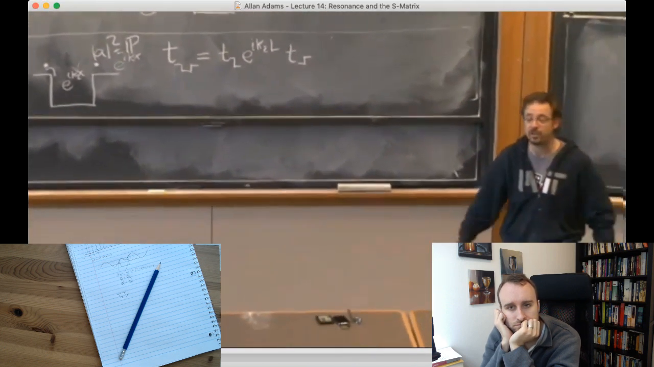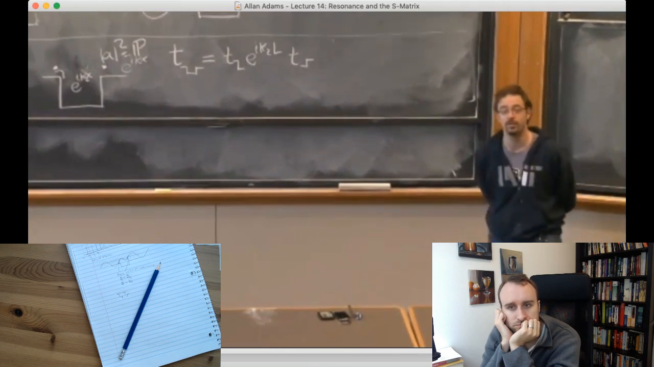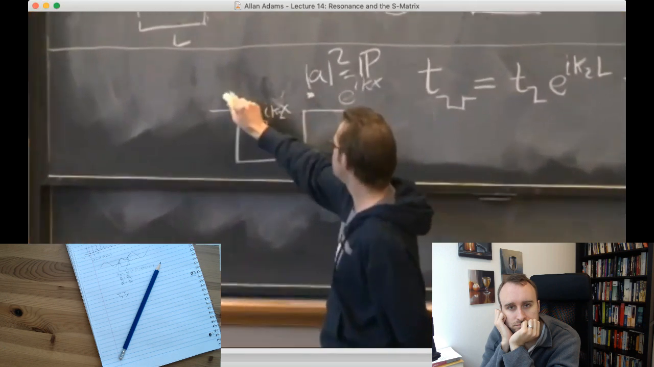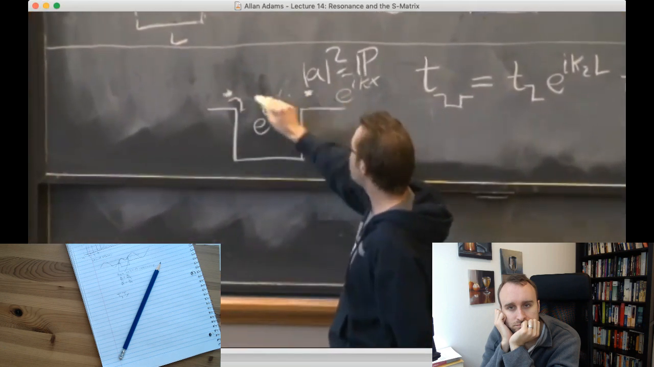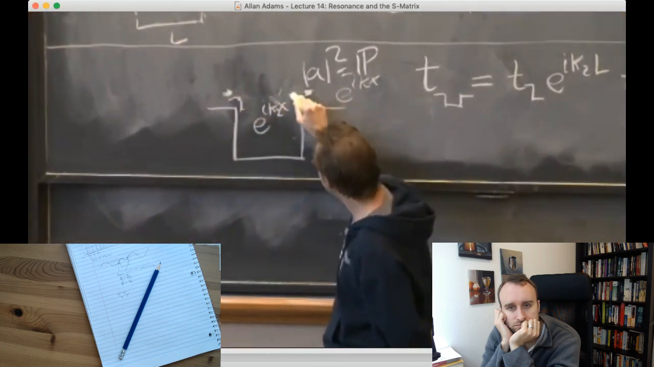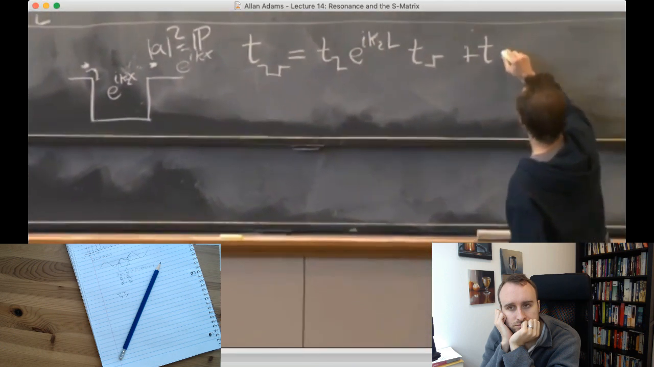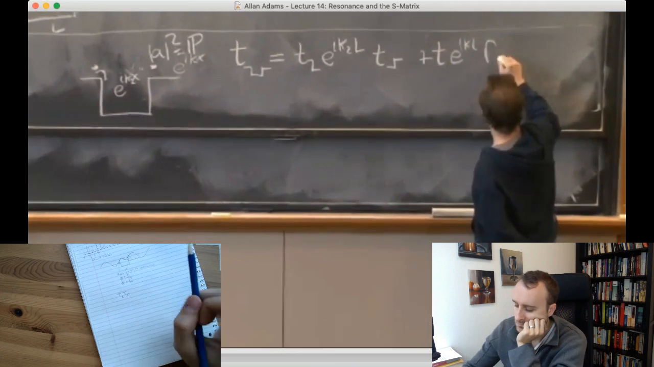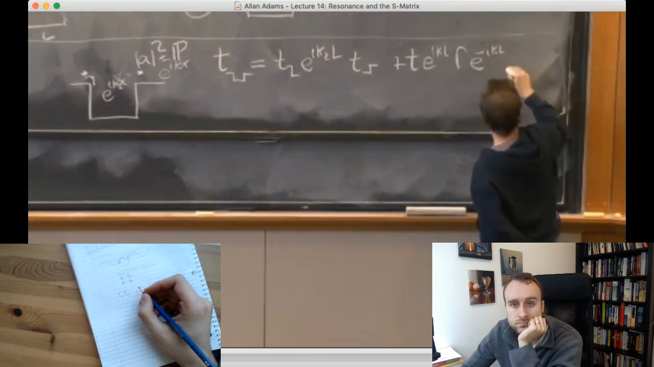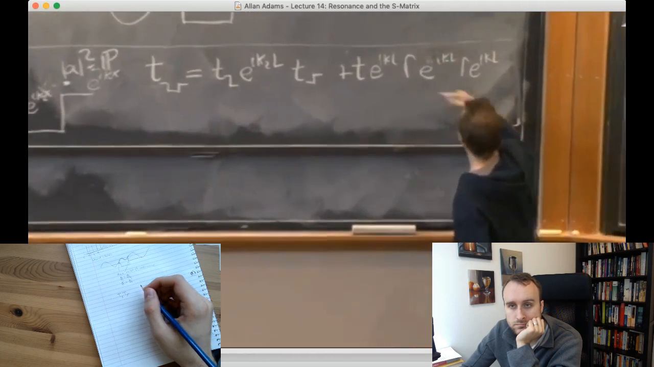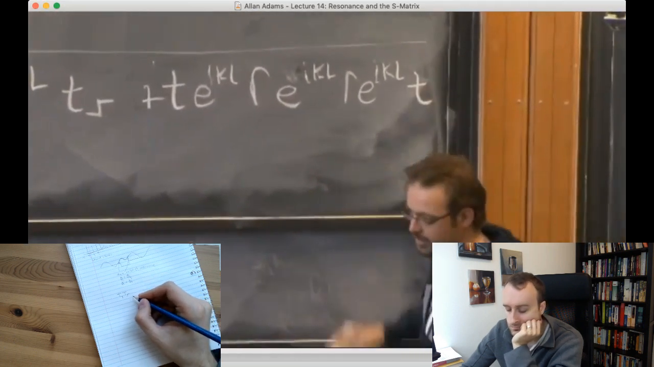So this is something that can contribute to the amplitude. Is it the only thing that can contribute to the amplitude? No, what else could contribute? If you get from here to here, I could transmit, evolve, transmit. I could also transmit, evolve, reflect, evolve, transmit. So there's also a term that's T, e to the i k2 L, R, e to the minus i k2 L, R, e to the plus i k2 L. We're increasing the evolution of the phase. And then transmit finally at the end.